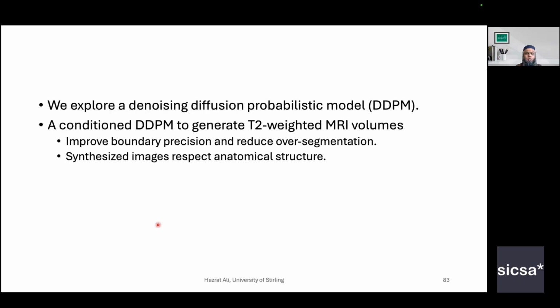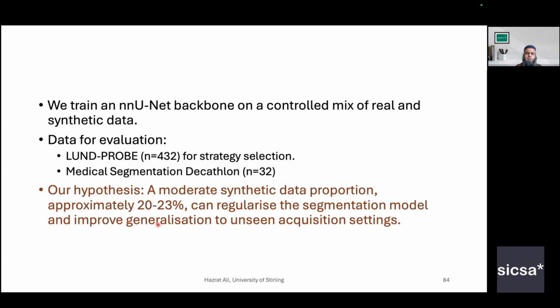So what we did, we picked this data and trained a diffusion model to generate more images. We used those images along with the real images to see whether it brings some kind of improvement in the performance of segmentation or not. We also then evaluated the model on additional data that comes from the Medical Segmentation Decathlon. It is data for 32 individuals. It presents 32 cases.